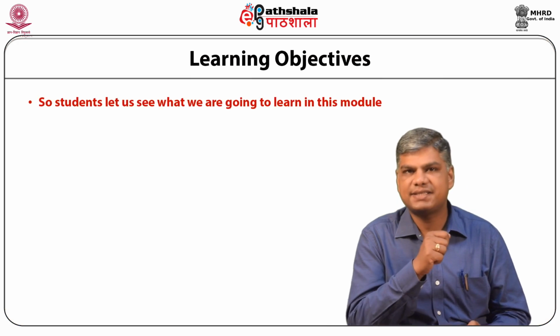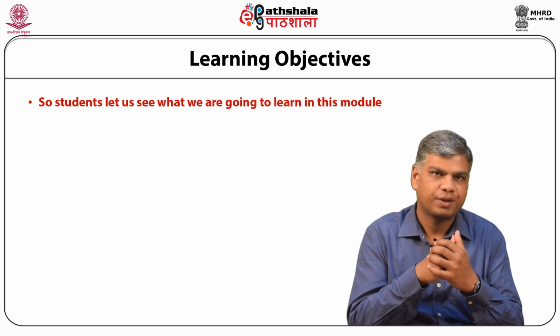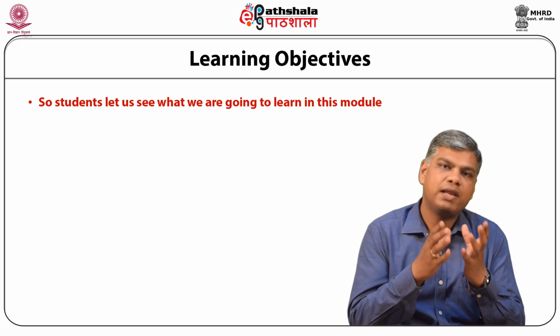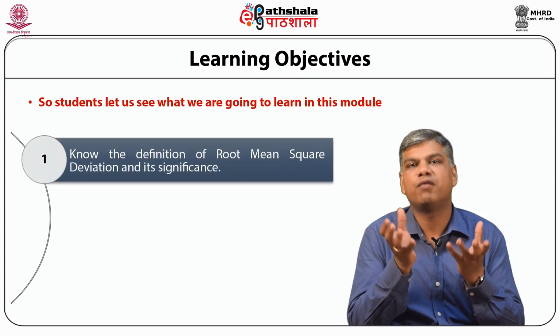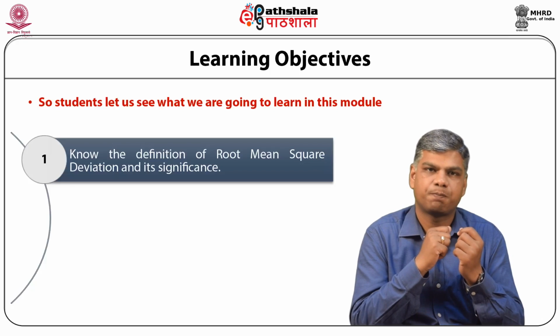Today we are going to discuss a module entitled Generalized Uncertainty Principle under the paper Quantum Mechanics 1. So students, let us see what all we are going to learn in this module. Firstly, we'll get to know the definition of the root mean square deviation and its significance.